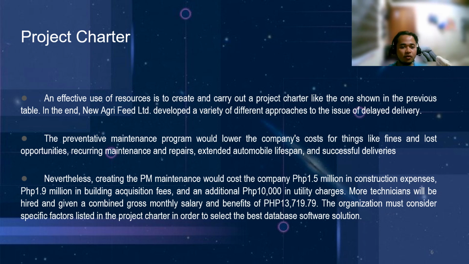In the end, New AgriFeed developed a variety of different approaches to the issue of delayed delivery. This is in line with the company's stated objective, which includes using a database software system to track sales transactions and implementing a maintenance plan on the transport truck. Next, the preventive maintenance would lower the company's costs for things like fines and lost opportunities, recurring maintenance and repairs, extended automobile lifespan, and successful deliveries.